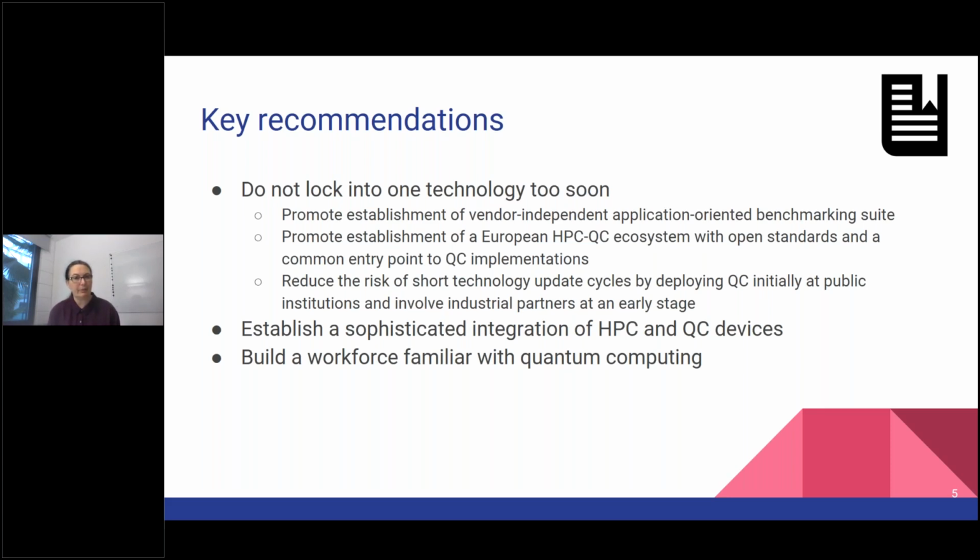Then the key recommendation for us, of course, one of the major ones from the HPC view, is the integration of HPC and quantum computing, and that has to be done in a very efficient manner in order to also have an optimized overall runtime. And what is often forgotten is that a workforce needs to be built which is familiar with quantum computing.